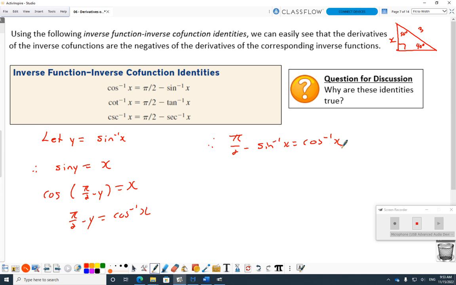It's only 4 lines of algebra, but it might be the toughest 4 lines of the day. It could be. So please tell me now what questions you have on that.